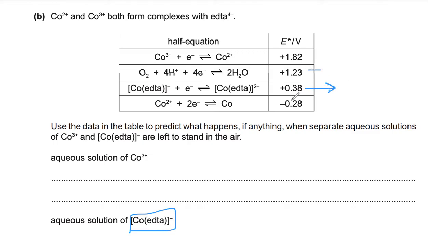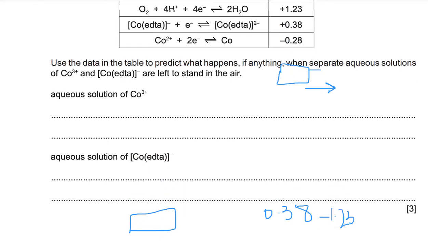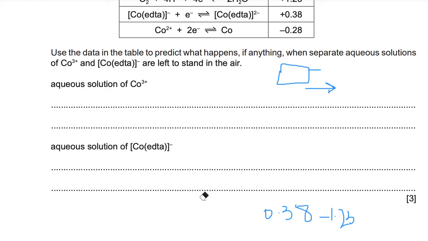So the electrode potential would be 0.38, and we'll have to reverse this electrode potential, which would become minus 1.23, and it would be lesser than 1, so it would be negative, lesser than 0 basically. So it would be negative, and that means that the reaction is not feasible. Alright, let me erase this. Okay, now moving on to the next part.